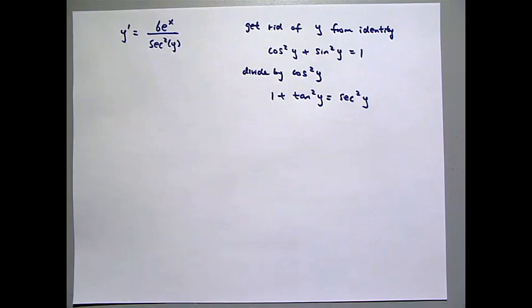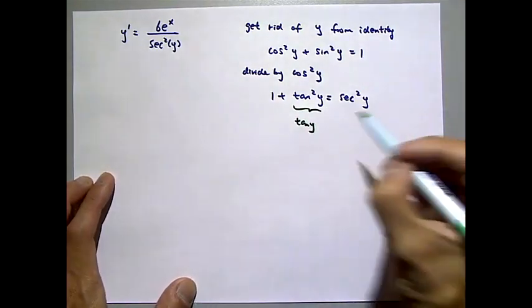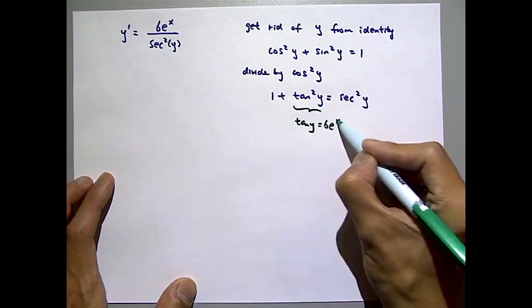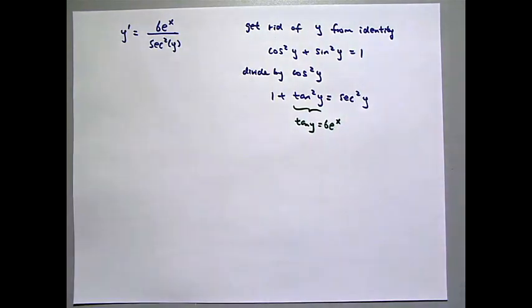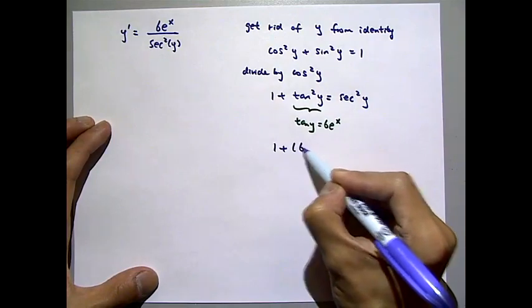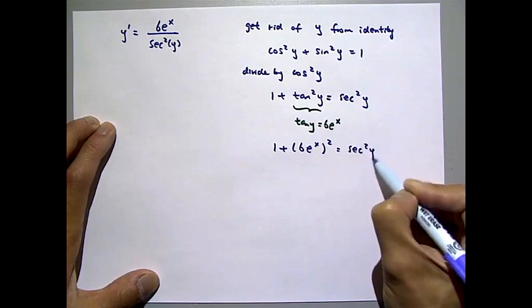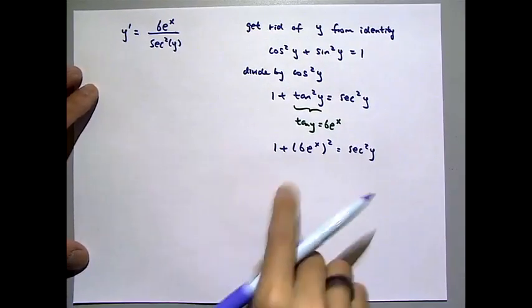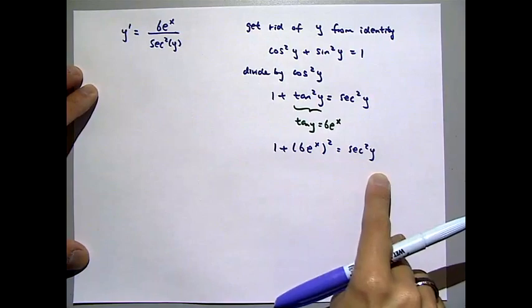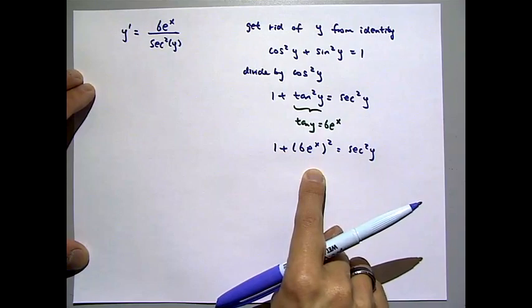Second line from the bottom of the last page. Remember, we had tangent of y is equal to 6e to the x. So that means 1 plus (6e to the x) squared is equal to secant squared of y. All right, so we don't want y anymore. Now we know exactly what it is in terms of x.